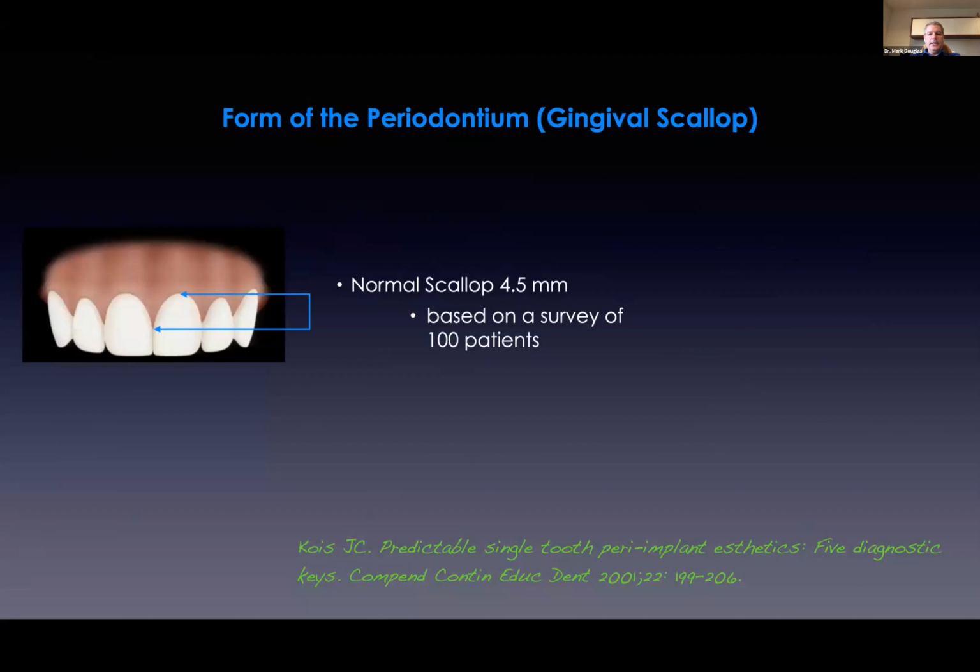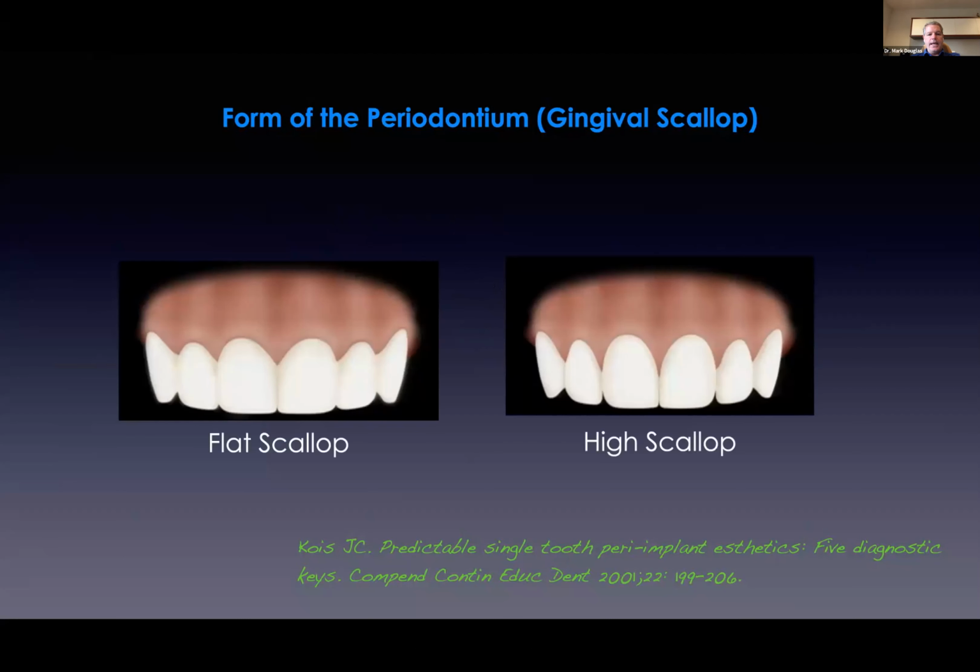So, Bill Robbins discussed this 2 days ago and did a fantastic job, much better than I could ever do. So the normal scallop is about 4.5 millimeters from the tip of the papilla to the gingival crest. And this was based on Coyce's study where they looked at a survey of about 100 patients. And so they divided that into a flat scallop or a high scallop situation.